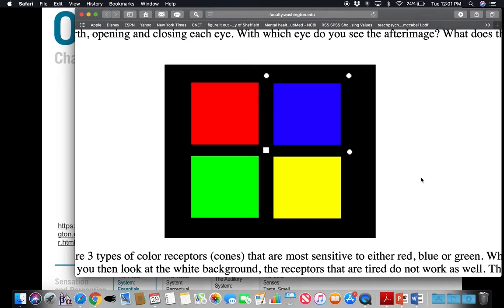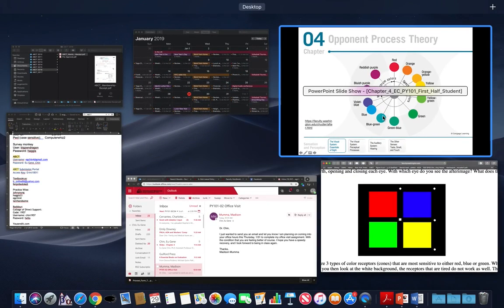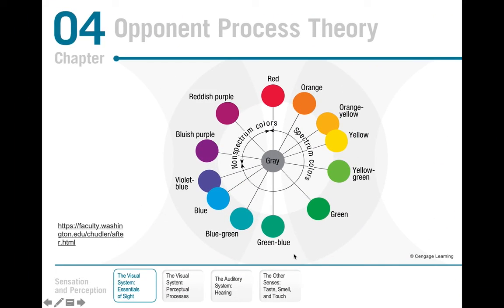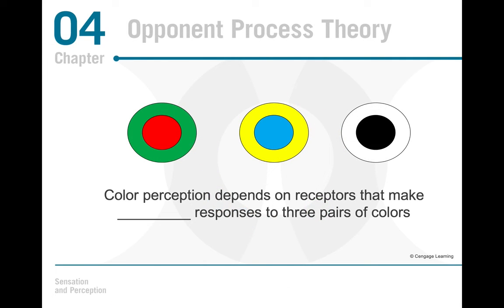So a trichromatic theory, if truly the way in which we see color is mostly because of those three cones, that theory itself would have quite a bit of difficulty trying to explain why we see these after images. This is why researchers started looking into this theory called the opponent process theory. So what is the opponent process theory?